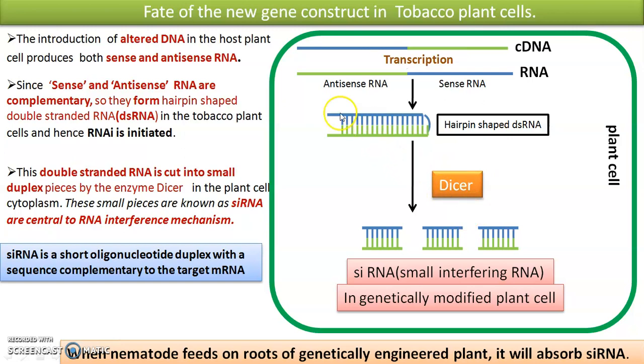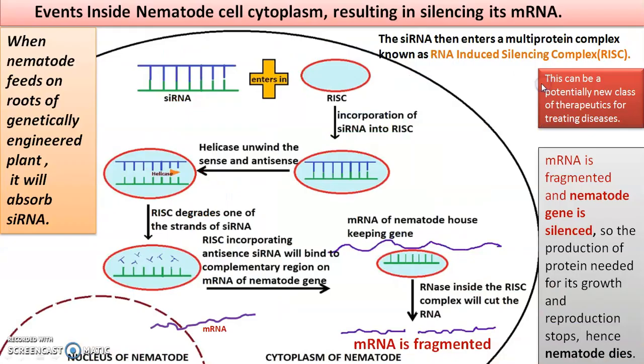Dicer enzyme will cut this double-stranded RNA into several pieces, and those small pieces, all duplex, double-stranded still, are called small interfering RNA, siRNA. This is central to the RNA interference mechanism. This is happening in the transgenic plant, and it is going to work in the nematode body. Now suppose the nematode infests this genetically engineered plant having this gene and starts feeding on it. What will happen? The nematode will absorb siRNA.